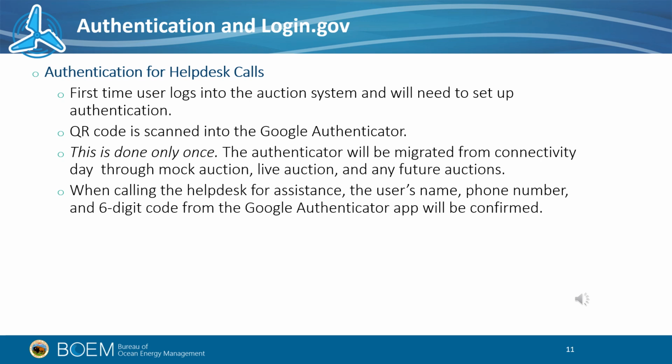Scan the QR code with the Google Authenticator app. This will only need to be done once, as the authenticator will be migrated to the mock, live, and future auctions. Whenever users need to call the help desk, they will provide the user's name, phone number, and the 6-digit code from the Google Authenticator app. Please refer to the BOEM Auction Login and Authentication Procedures document for more detailed instructions.